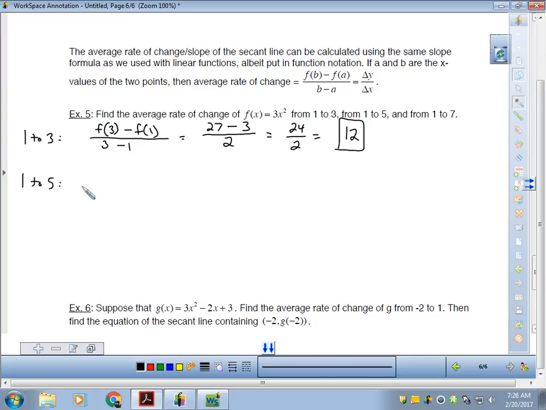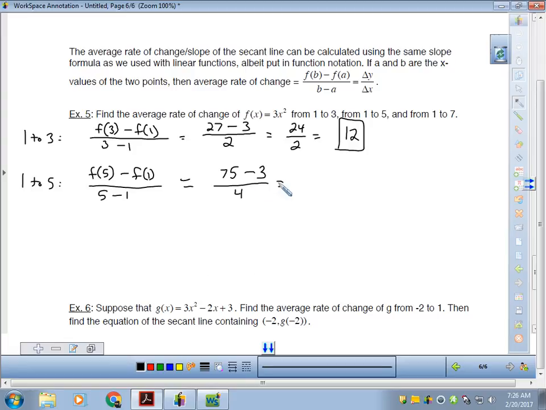Next one asks us to do 1 to 5. So this is going to be f of 5 minus f of 1 over 5 minus 1. So again, f of 5 means the y value at 5. So we're going to plug 5 into the equation and see what we get. 5 squared is 25. 25 times 3 is 75. Minus f of 1, plug 1 into the equation. 1 squared is 1 times 3 is 3. On the bottom, 5 minus 1 is 4.